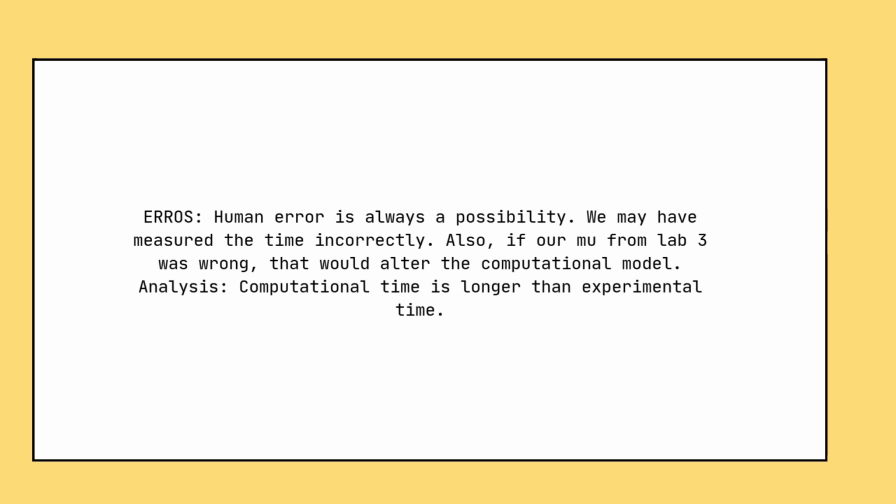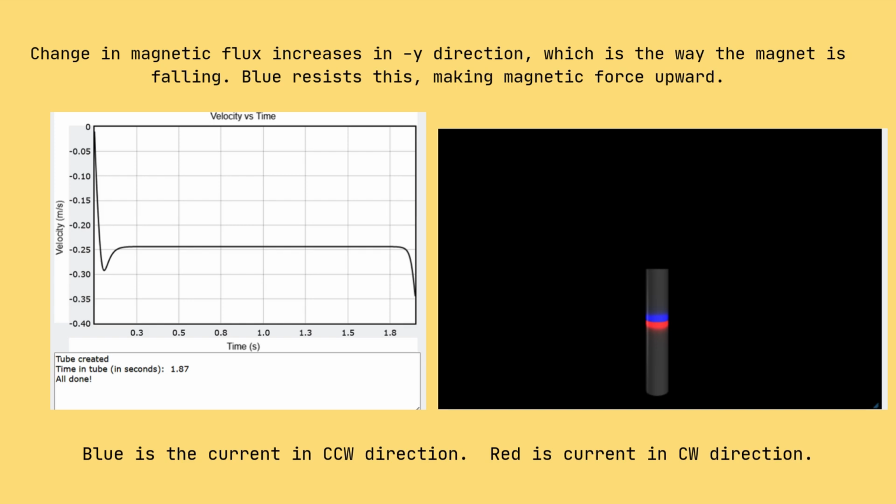But as you can see here, the computational time is longer than the experimental time, because 1.87 seconds is significantly longer than 1.29 seconds. And I'm getting that from here, the time in tube.